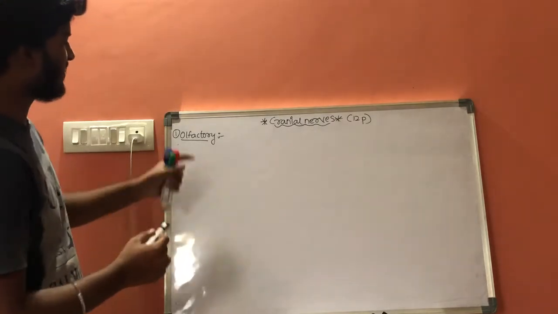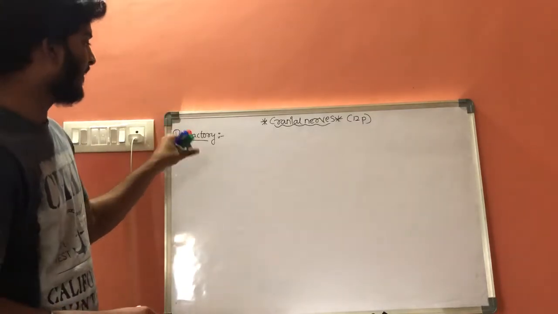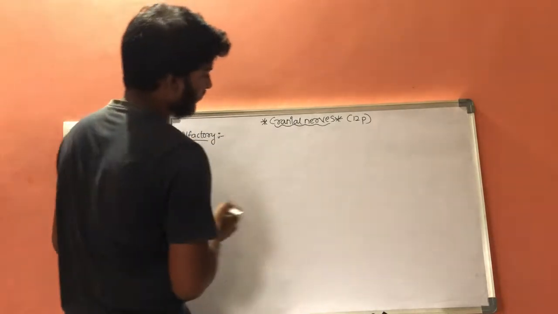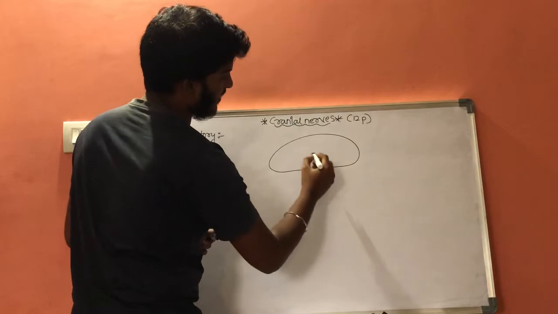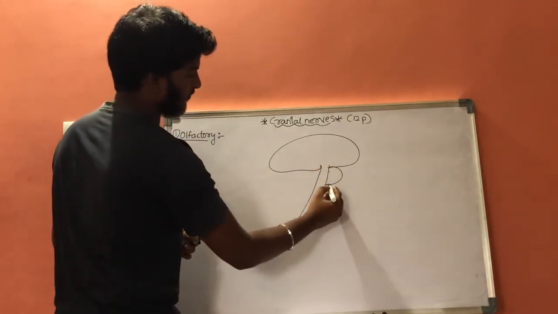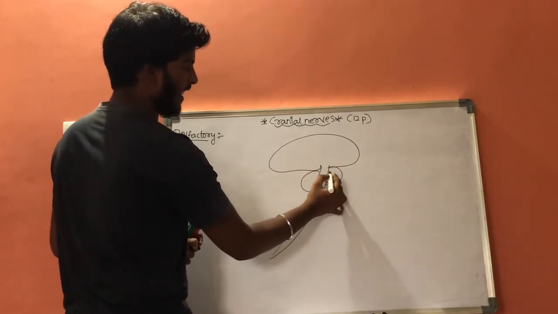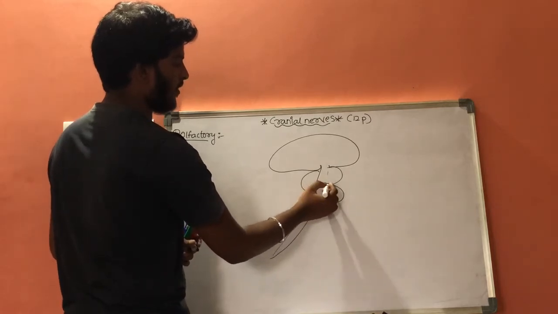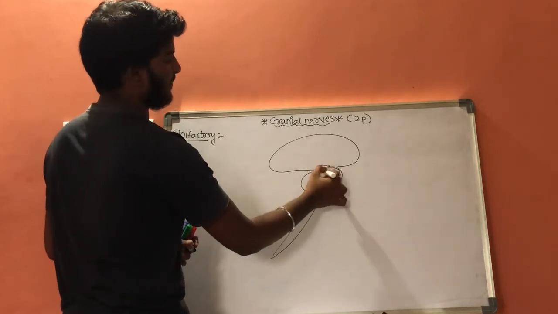Now, where is this olfactory nerve formed and from which part of the central nervous system does it come out? Let us consider this is a central nervous system. This is cerebrum, cerebellum, and pons and medulla. This is the midbrain.